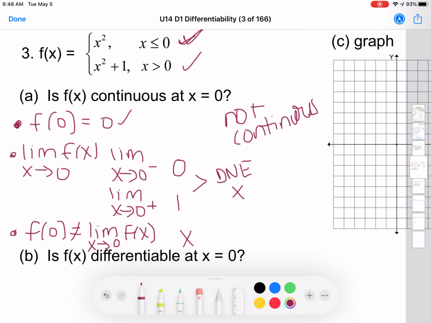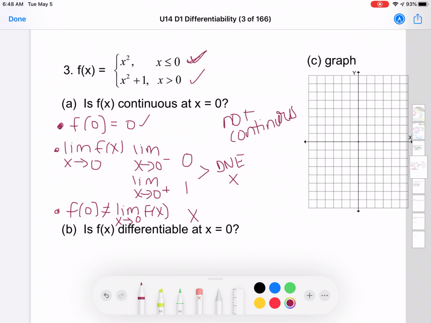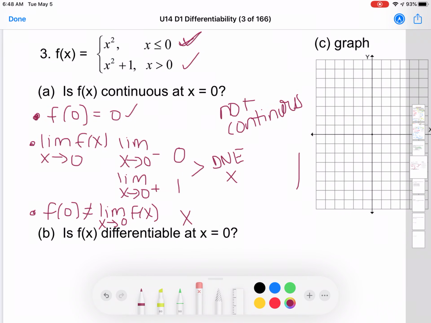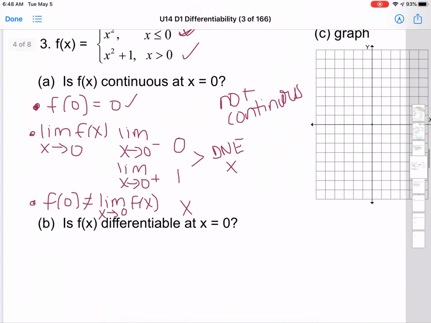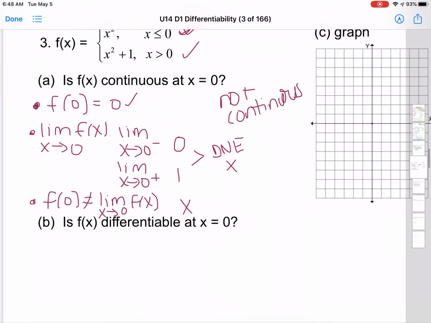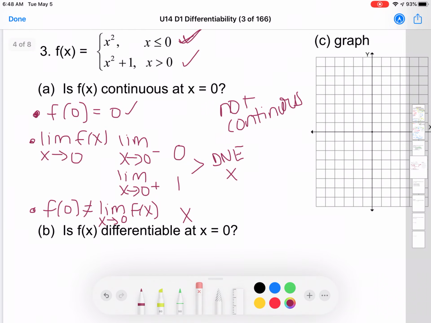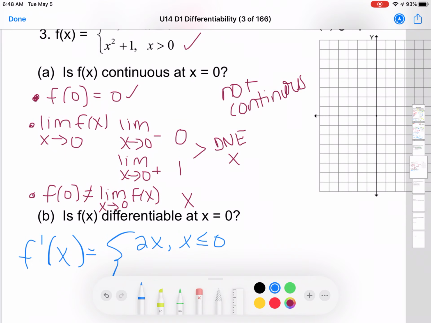As soon as it's not continuous, we know that it's not differentiable. We know. But do me a favor. I want to show you something anyway. So let's just do the next step, because I want you to see what happens here. Let's just do this next piece. Even though we could stop right now, but I just want you to see something. Okay, so let's find the derivative. So the derivative of x squared is going to be 2x. And the derivative of x squared plus 1 is also going to be 2x.